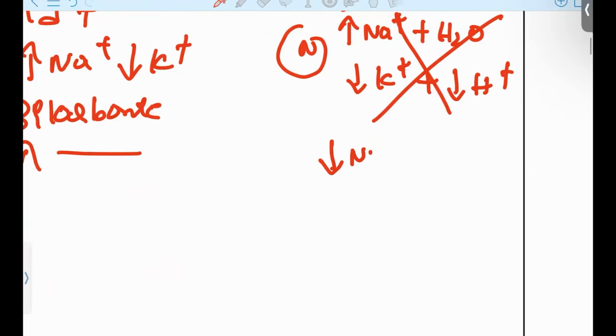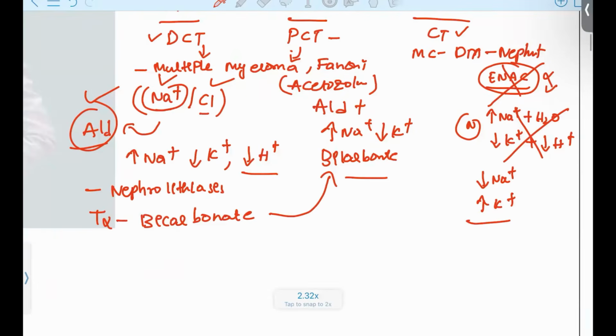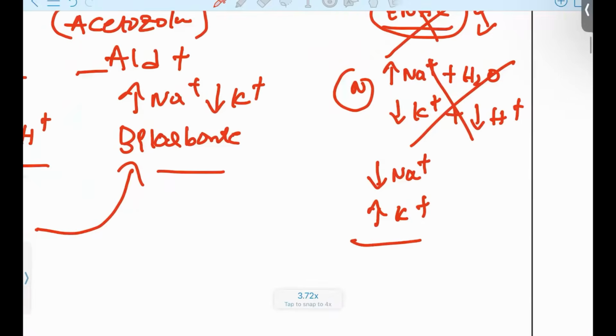Your sodium will be decreased and your potassium will be increased, right? Unlike the other, here the situations will be different. In all the RTAs, potassium is decreased. In type 4 only, the potassium is increased.